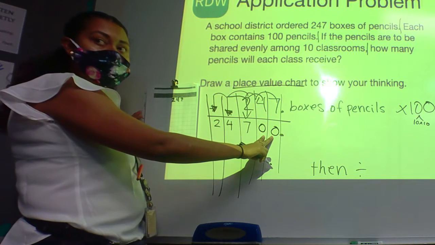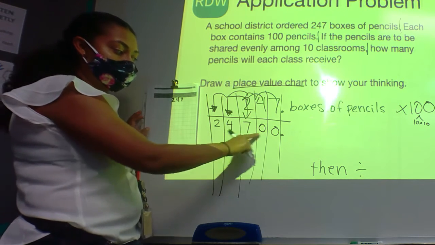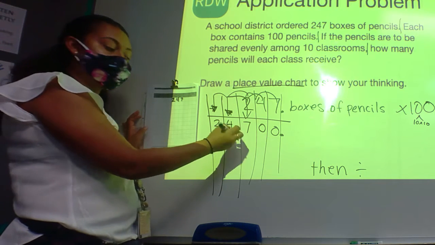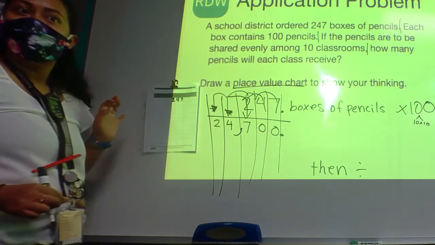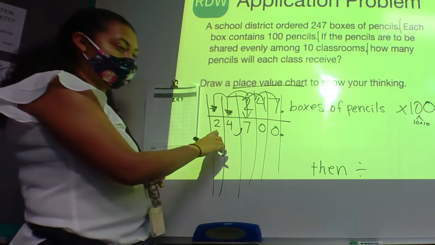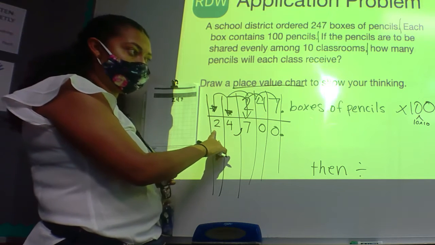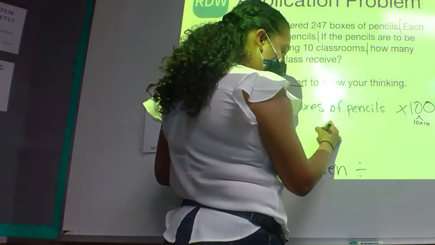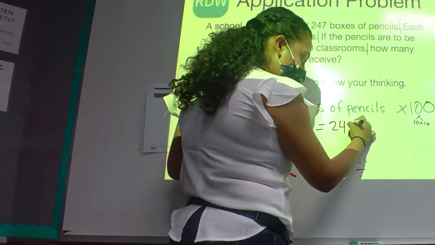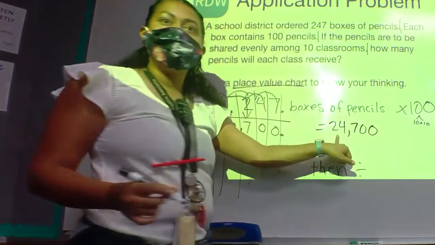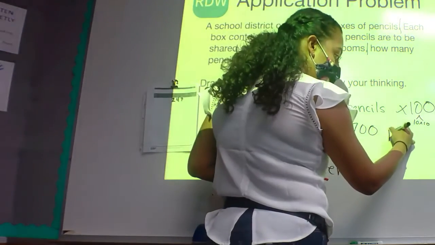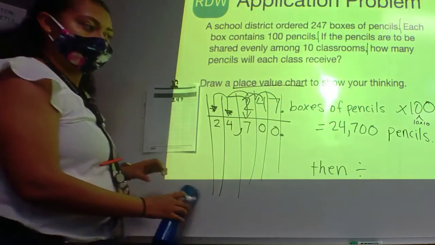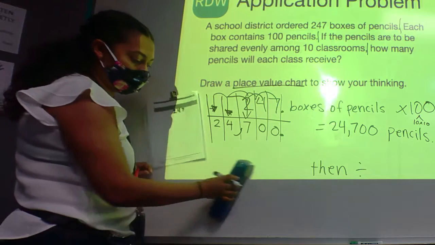Okay. What else can we put in here? Right here. What else can we put right here? A comma. Thank you, Ledger. All right, so we now have 24,700 pencils, right? So equals 24,700 pencils all together. Write it down.